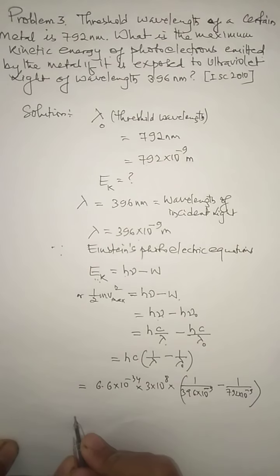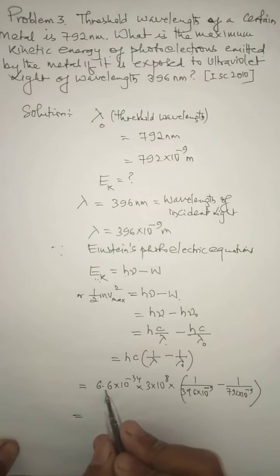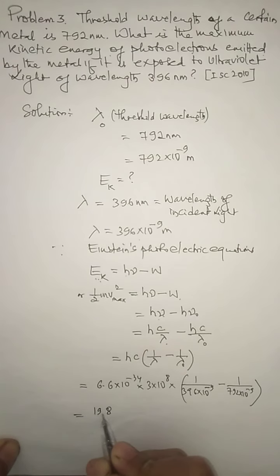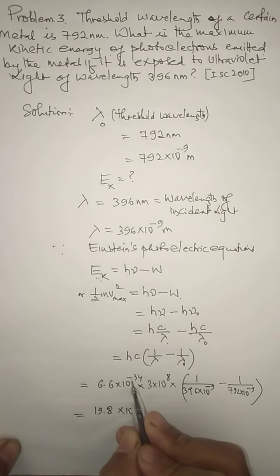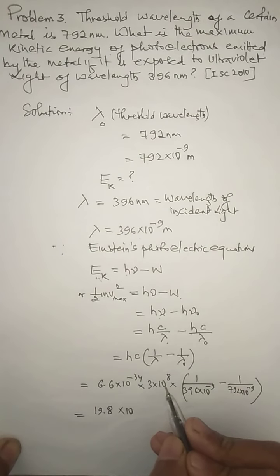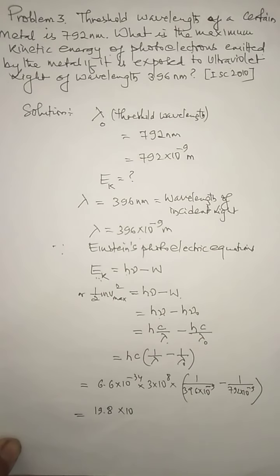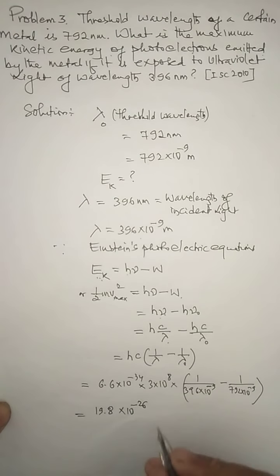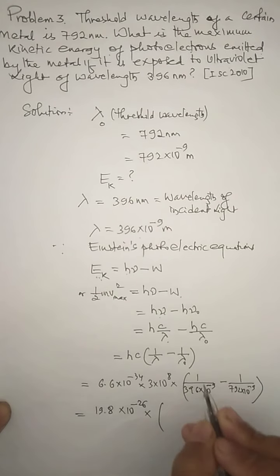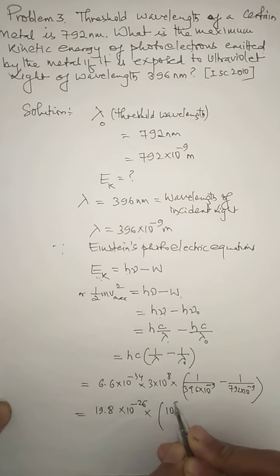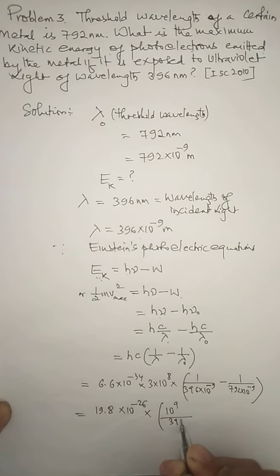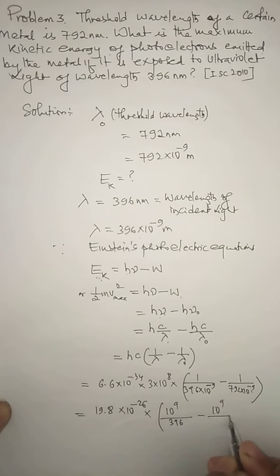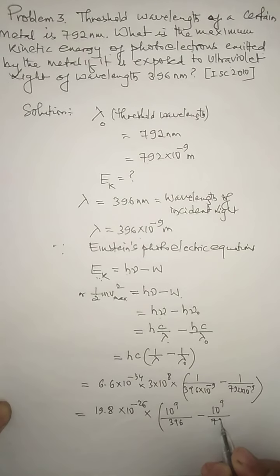To do further simplification, I just multiply 6.6 into 3, 3 6 is 18, 3 6 is 18 plus 1 means 19 into 10 to the power minus 34 plus 28 plus 8. If you add, it will be minus 26. Okay, this is minus 26. Now 10 to the power minus 9, I'll take in the numerator, 10 to the power 9 by 396 minus, and this 10 to the power minus 9 also I'll take in the numerator, 10 to the power 9 plus 9, it becomes 10 to the power plus 9 and 792.